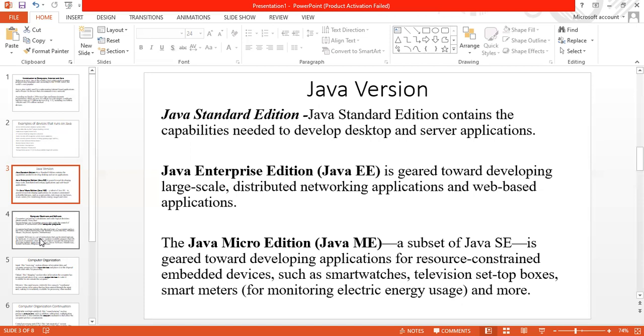Also, the third one is the Java Micro Edition, which is a subset. It's just a small component of the Java Standard Edition, which is geared towards embedded devices.